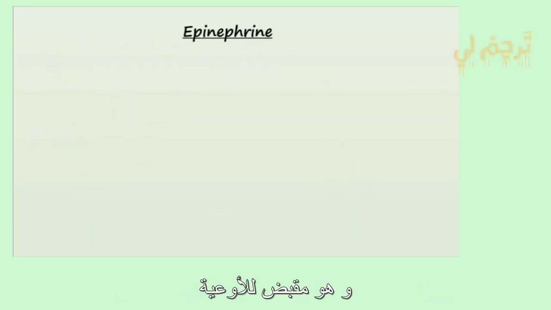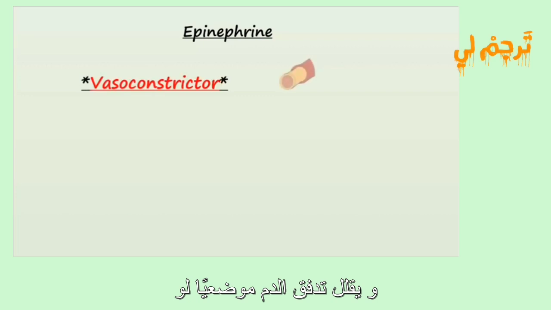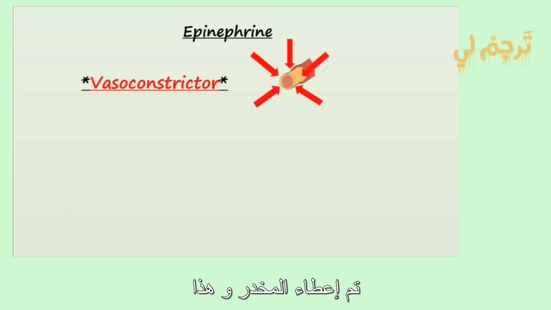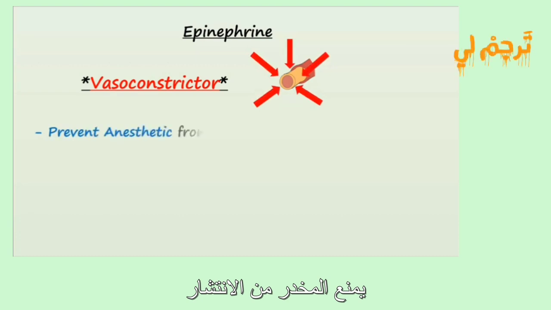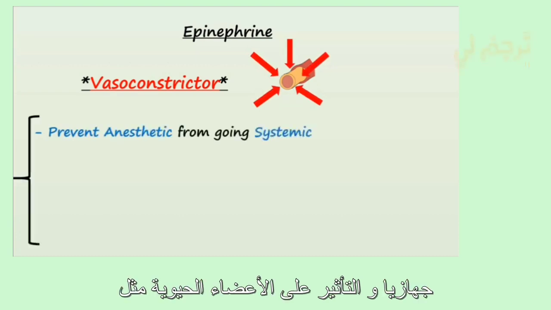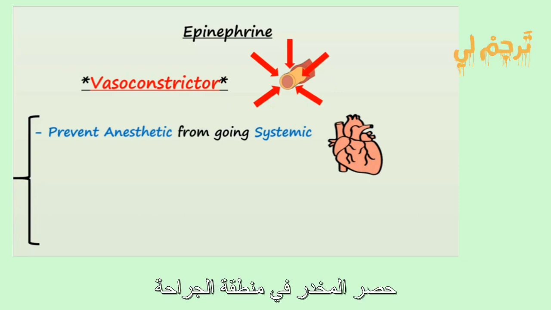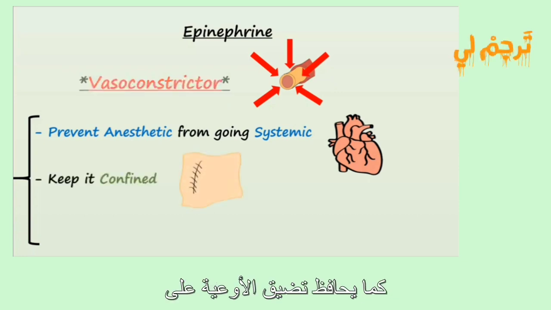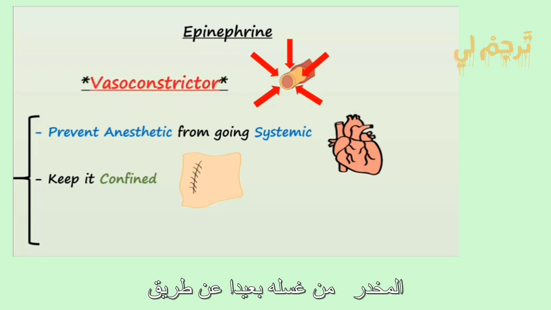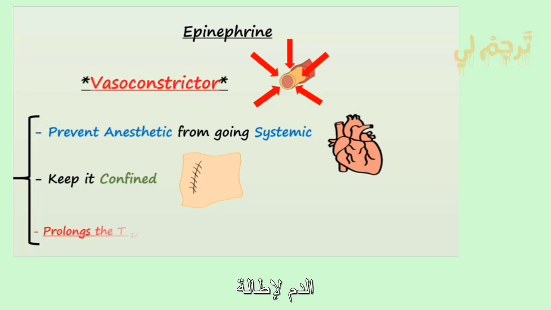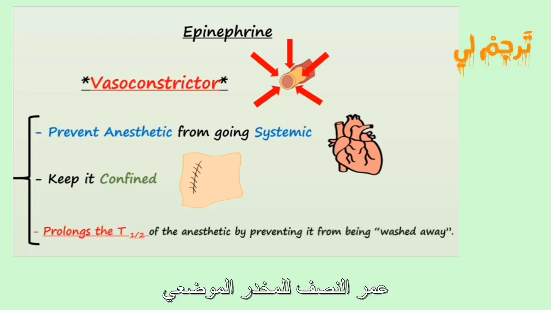Epinephrine is commonly administered with local anesthetics. It is a vasoconstrictor and constricts blood flow locally where the anesthetic was administered. This prevents the anesthetic from going systemic and affecting vital organs like the heart. Epinephrine keeps the anesthetic confined to the surgical area. The vasoconstriction also keeps the anesthetic from being washed away by the blood, to prolong the local anesthetic's half-life.